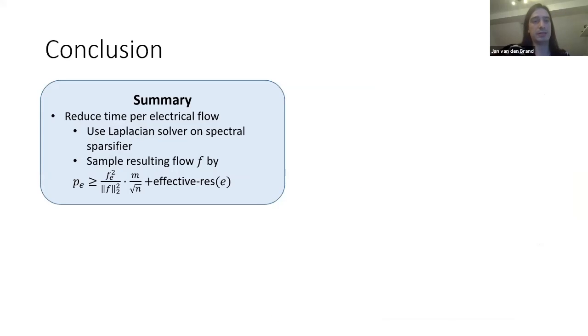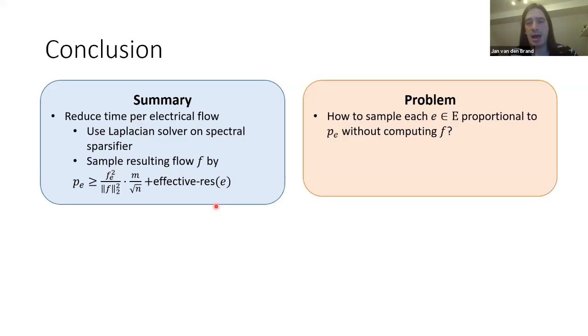Okay, so the summary here is that we reduce the time required per electric flow by using a Laplacian solver on a spectral sparsifier instead of the entire Laplacian. And we subsample the flow by sampling every edge with some probability that's proportional to at least how large the flow would have been on that edge and the effective resistance of that edge. Now, if we use this sampling probability, it raises a question: how can you even perform this sampling if it depends on the flow? The point of the sampling was we don't want to compute the flow, but how can we perform the sampling without computing the flow first if the probability depends on the size of the flow?